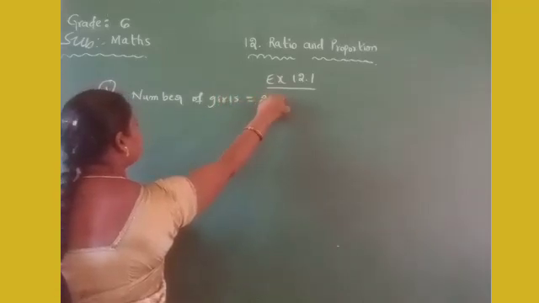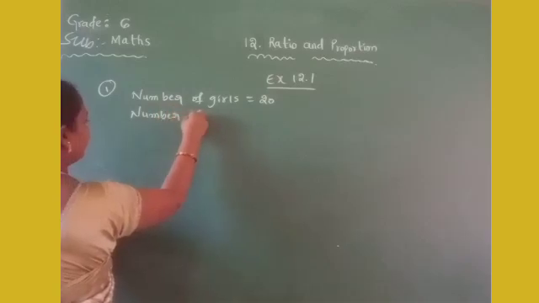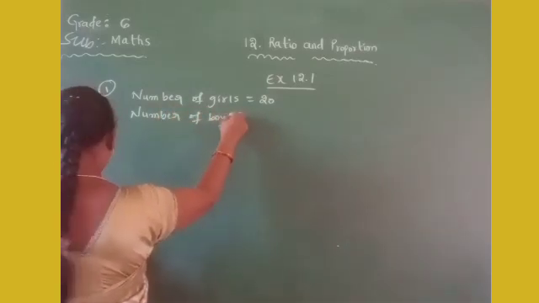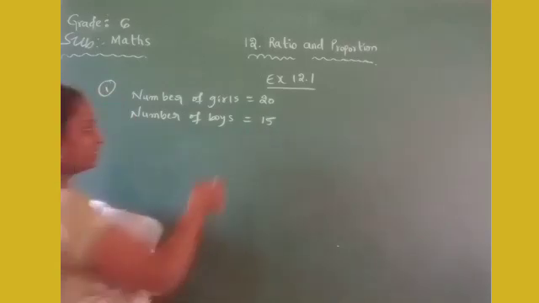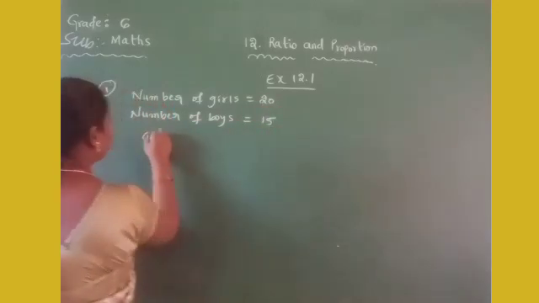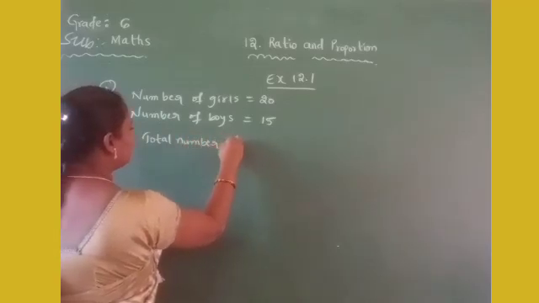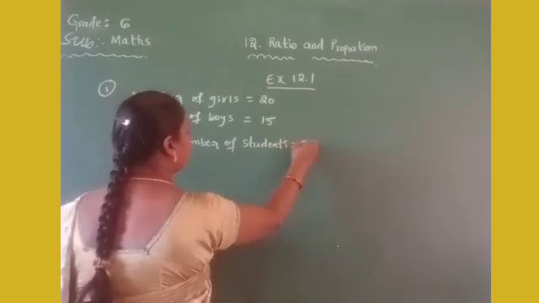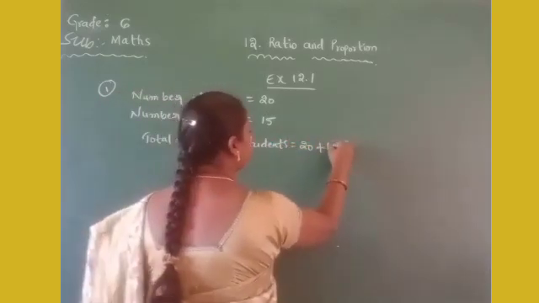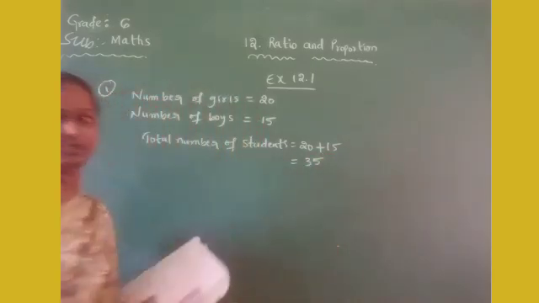Now children, first the given: total number of girls in the class are 20, and the number of boys in the class is 15. So total means 20 plus 15. So total number of students is equal to 20 girls plus 15 boys, which is equal to 35 students.